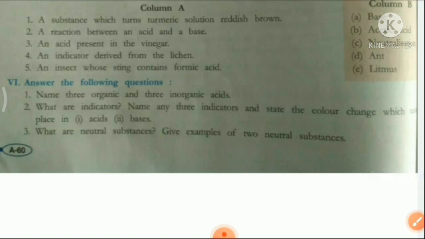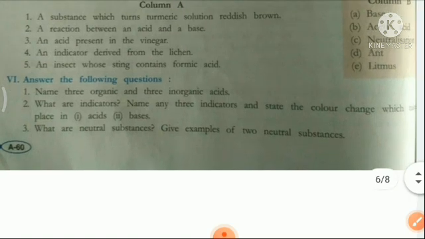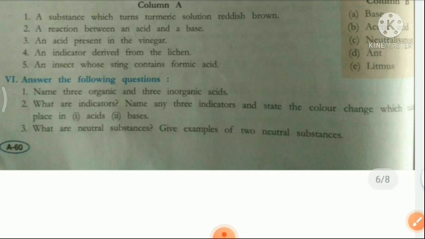Okay, so 3 indicators you can all write. We have learned about 4 indicators. Yes, that is turmeric, litmus, China rose solution, and phenolphthalein. So you can write any of the 3, and you have to mention their color change when in presence of acid and base. For each of them you have to write. So you have written the names of 3 indicators and what is their change in color when they are present in acid and when they are present in base. For each of the 3 indicators you have to write this. So this you can do on your own.